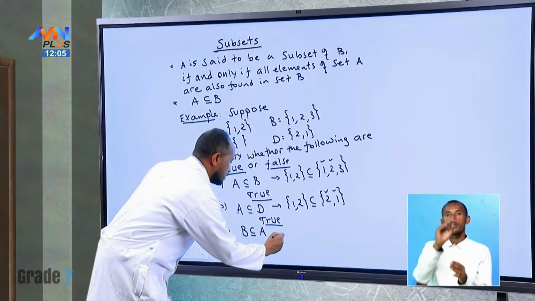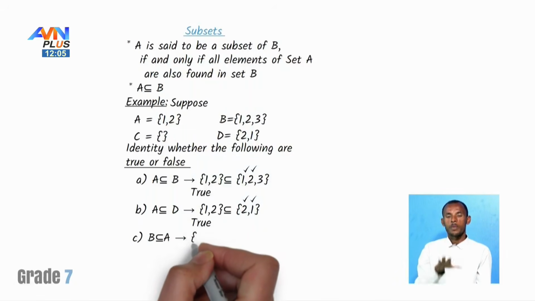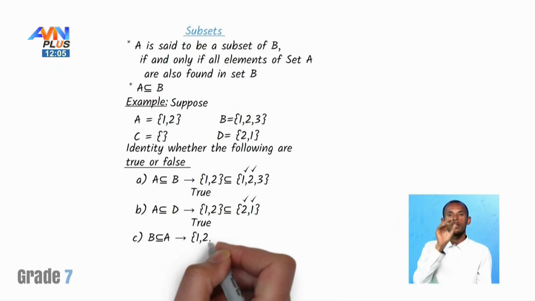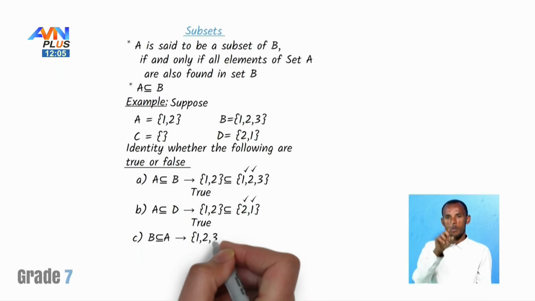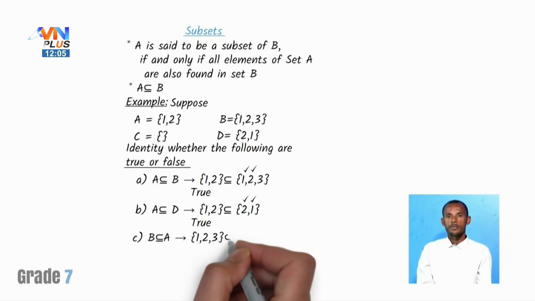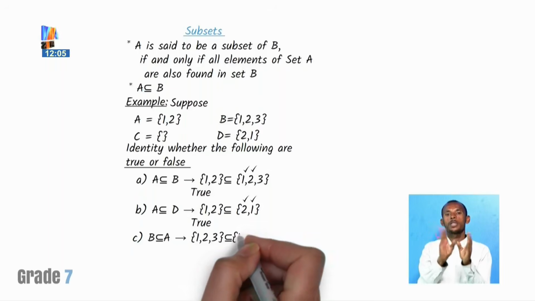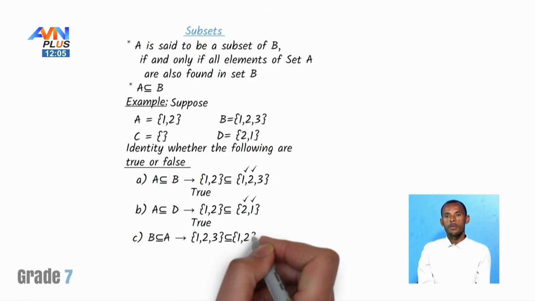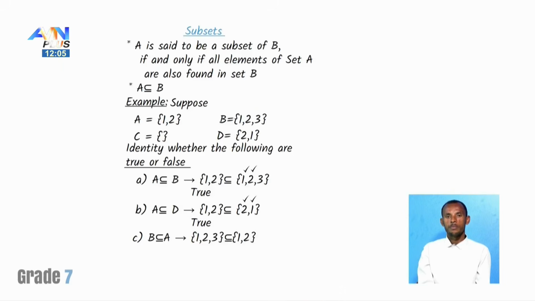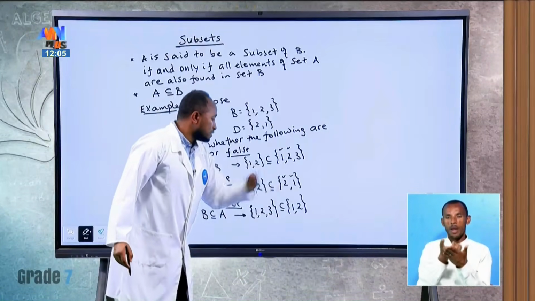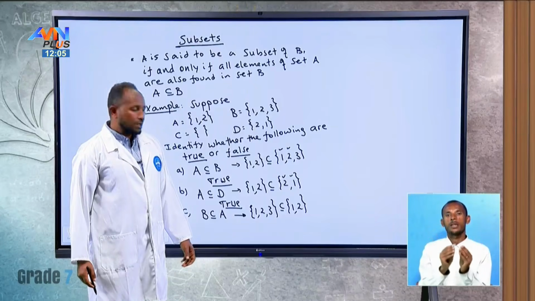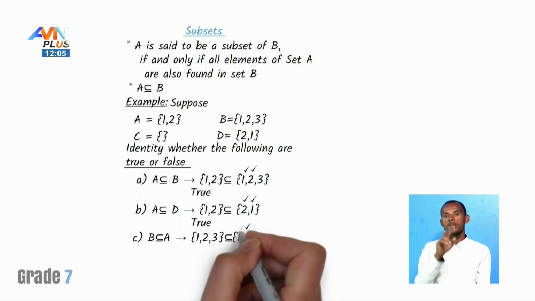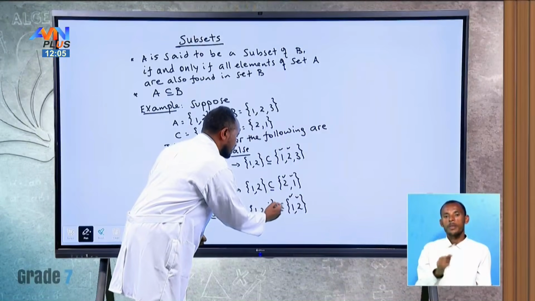Set B contains the elements 1, 2, and 3. Subset of set A, which contains the elements 1 and 2. Are all elements here found in the second set? Let's check it. Is 1 found there? Yes. Is 2 found there? Yes. Is 3 found here?